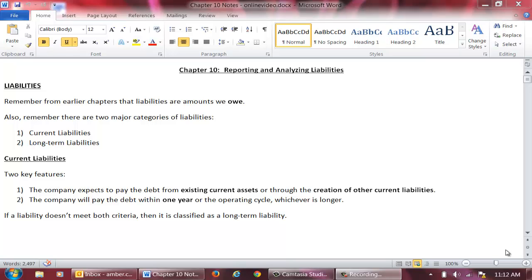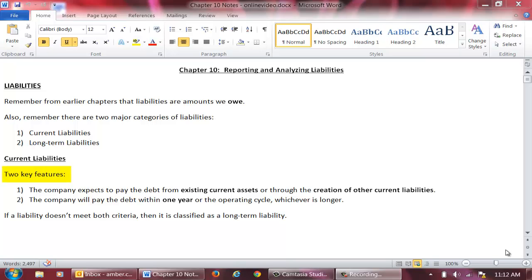We learned in earlier chapters that a liability represents an amount owed. Also, we learned that there are two categories of liabilities, current and long-term. This video will cover current liabilities, and the next two videos will discuss long-term liabilities.